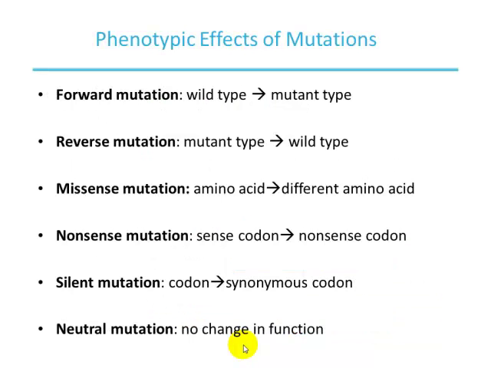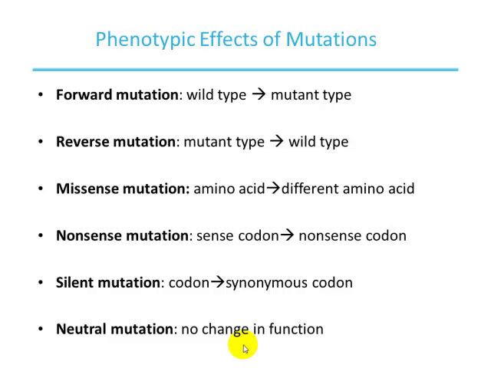Okay, so these are some phenotypes of genetic mutations that you can have. So you have a forward mutation that transfers a wild type to a mutant type. You have a reverse mutation that transfers the mutant type back to a wild type. You have a missense mutation. Now, this one you have to know, the missense mutation. What will it do? Right, it will change the codon and it will code for a different amino acid. That's a missense mutation. Now the nonsense mutation, what does it do?